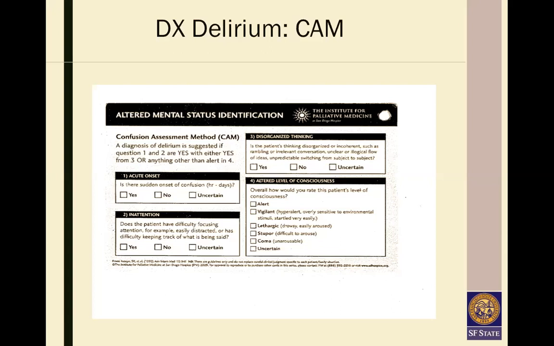Disorganized thinking. Is the patient's thinking disorganized or incoherent, such as rambling or irrelevant conversations, unclear or illogical flow of ideas, unpredictable, switching from subject to subject? If they become violent, or if they become hypoactive. So also know that delirium can be hypoactive, where they stopped interacting. And then the level of consciousness. Overall, how would you rate this patient's level of consciousness? Are they alert, vigilant, lethargic, stupor, coma, or uncertain?